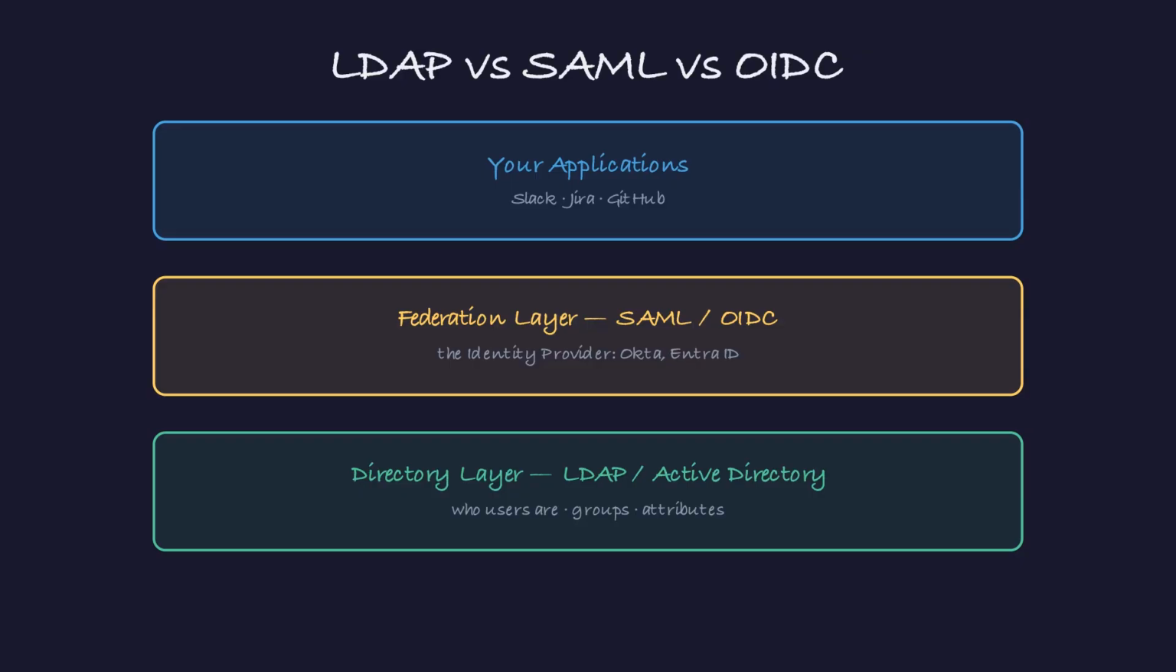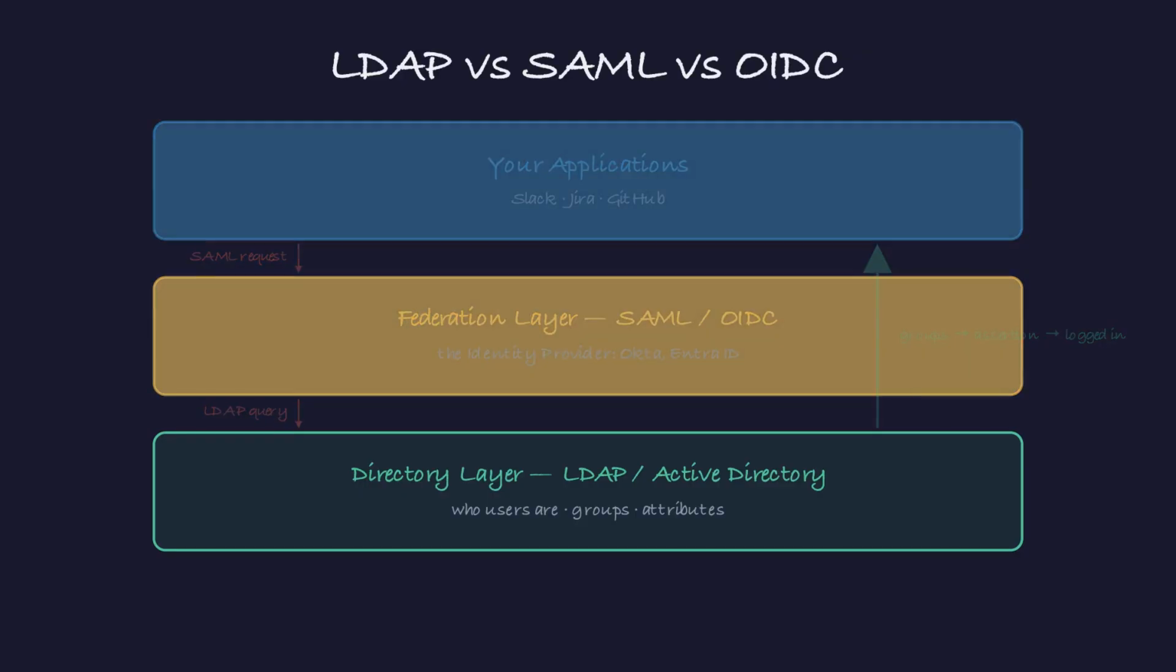At the top, your applications. So when you log into Slack through Okta, Slack sends a SAML request to Okta. Okta verifies you against Active Directory over LDAP, gets your groups, builds the assertion, and Slack logs you in. LDAP stays behind the curtain. The app never talks to it, the identity provider does.